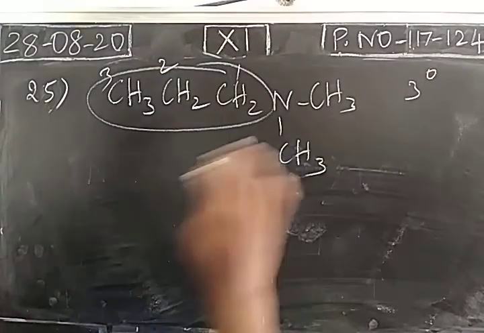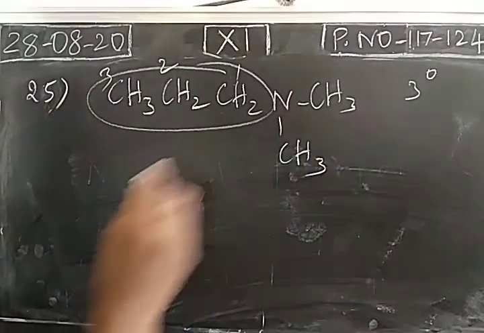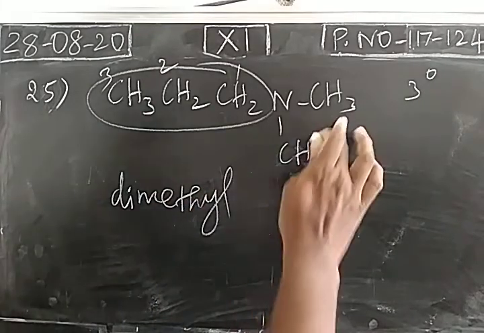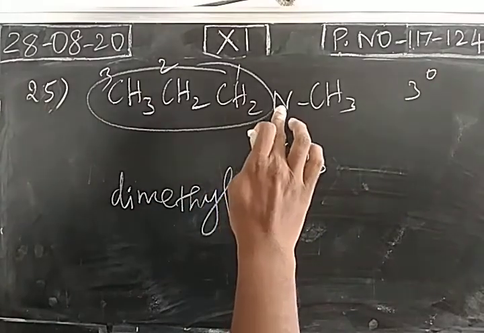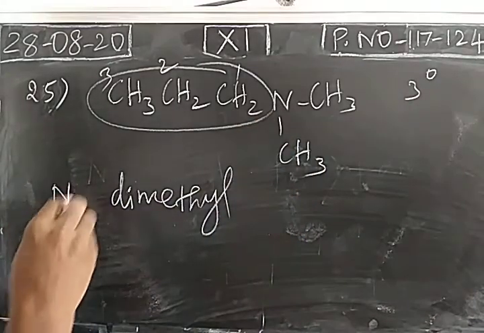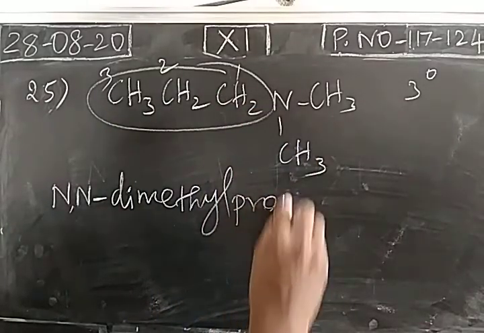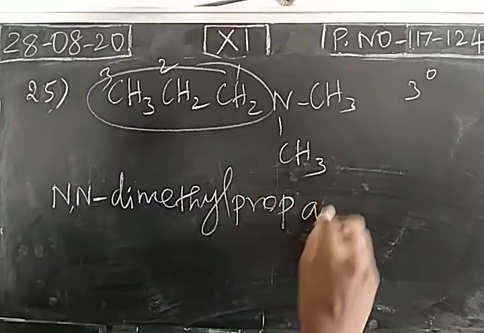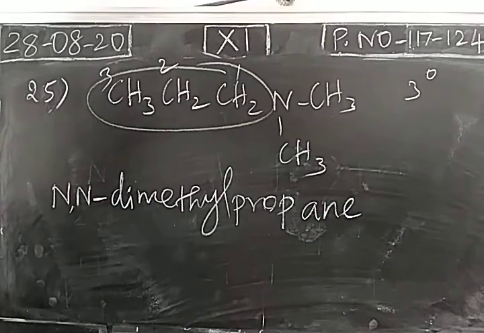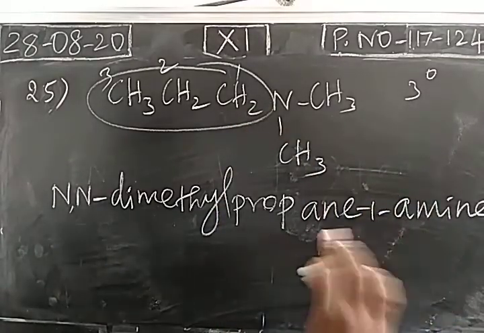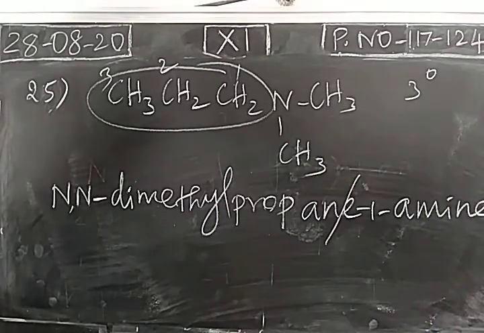Okay, 2 methyl groups attached with the amino group. So dimethyl, what is the prefix? Dimethyl. 2 methyl groups attached with the amino group, that means bonded with the nitrogen. So it is denoted as N, N dimethyl. 3 carbon atoms in the chain, root word prop, single bond present, primary suffix ane, secondary suffix amine, locant number 1. By joining these two, this will be struck out. So this is N, N dimethyl propane 1 amine. Okay.